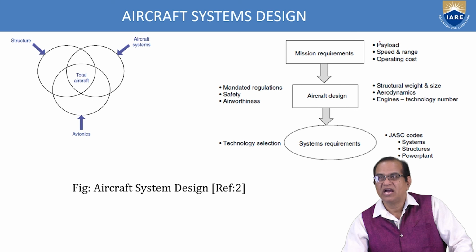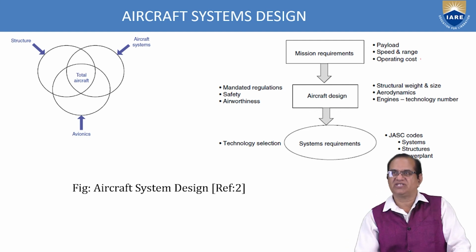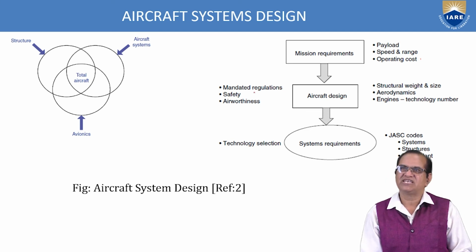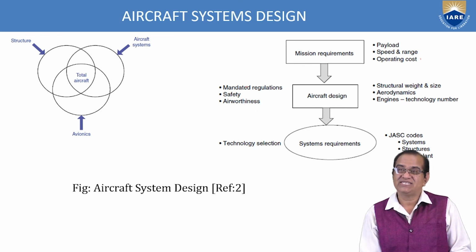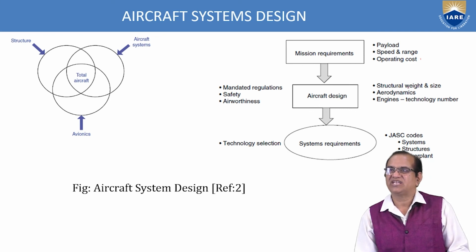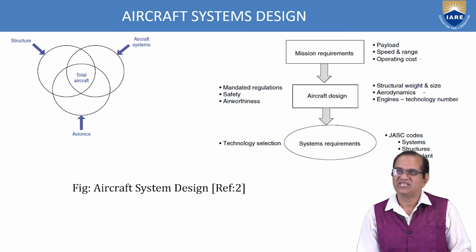This is the customer's requirement: how much load it wants to carry, what speed, and how much distance the customer wants, and operating cost. What is the cost at which we have to manufacture the aircraft? So it will go for the aircraft design. In aircraft design, we have the mandated regulations, safety and airworthiness. The regulations are as per DGCA in India, as per FAA in the US, and as per ICAO internationally. And then the structural weight and the size the designer will decide.